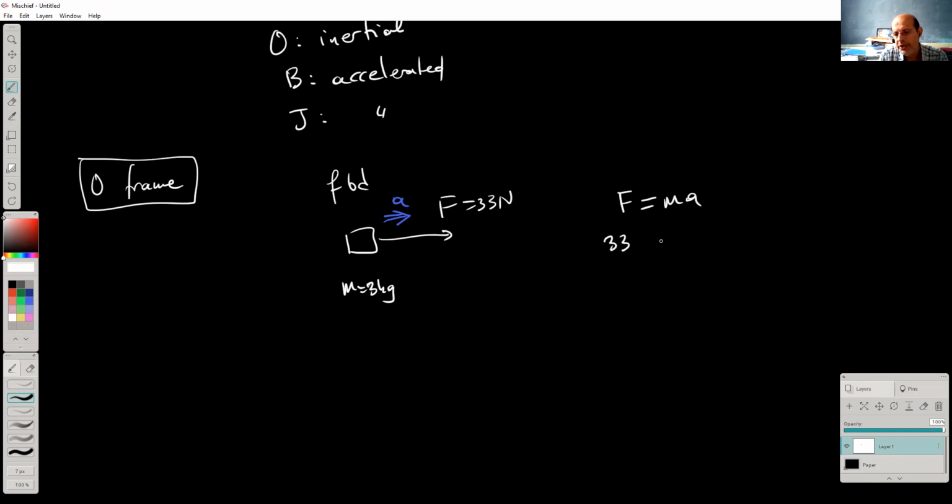So force is 33 newtons, and the mass is 3. So therefore, A is equal to 11 meters per second squared. So that's basically relative to O.